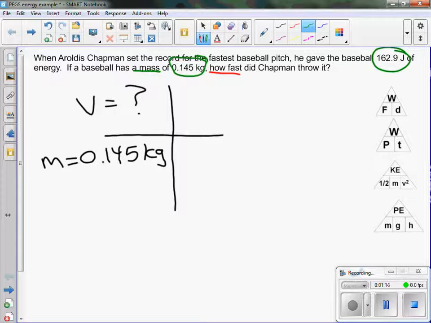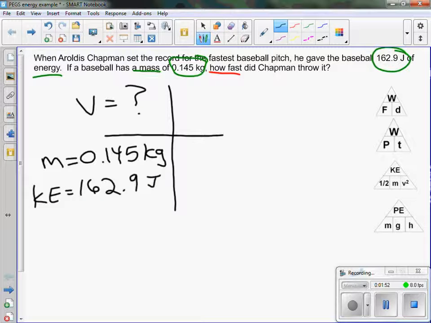This one's a little bit tricky because work, kinetic energy, and potential energy are all measured in joules. So I need to decide which of those three that number is. The problem says of energy, so I know it's one of the two types of energy and not work. To decide which type, I have to look at what else I'm dealing with in this problem. Since I'm looking for speed, that means that this baseball's in motion. And if something's in motion, it has kinetic energy. So that means that that 162.9 must be the kinetic energy. So I'm going to use KE.